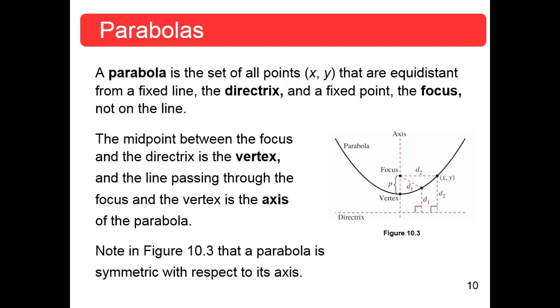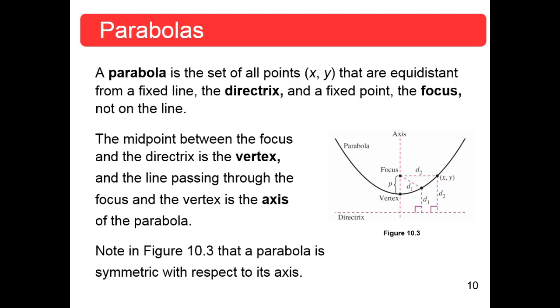But you'll notice here, of course, the midpoint between is the vertex, so the same distance here and here, p. And that is an important distance too. Any other distance for any other point, d1, d1, d2, d2, always the same distance here to there. Always. And that gives you a parabola. Now, that's your geometric definition, well, illustration of it. Let me give you an interesting feature of this.